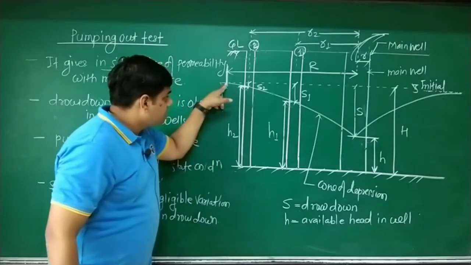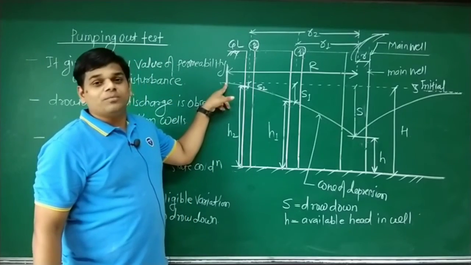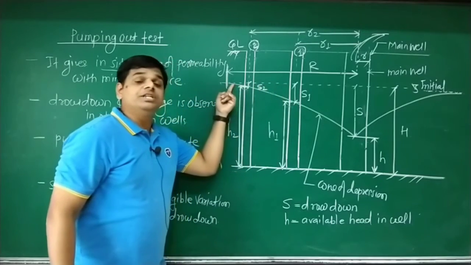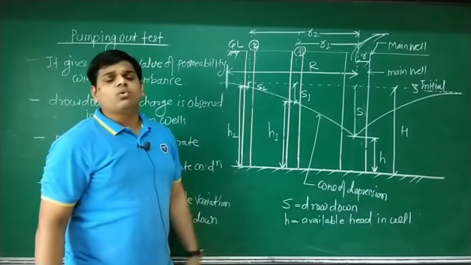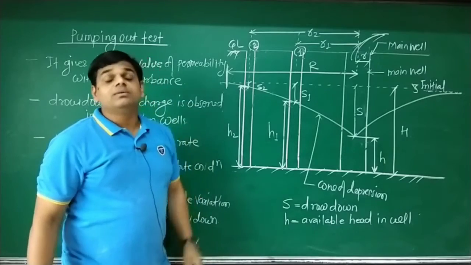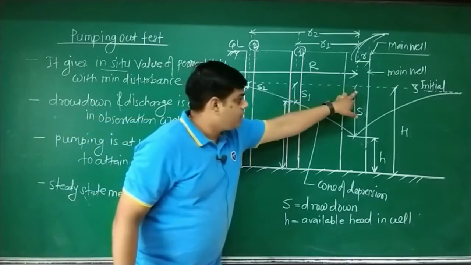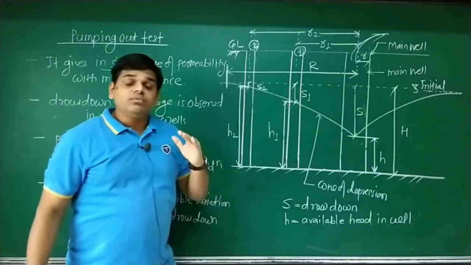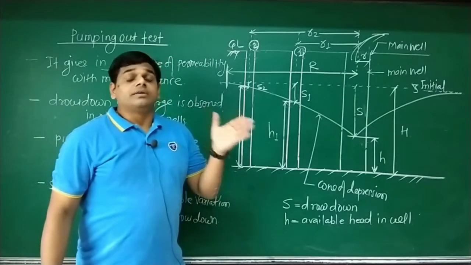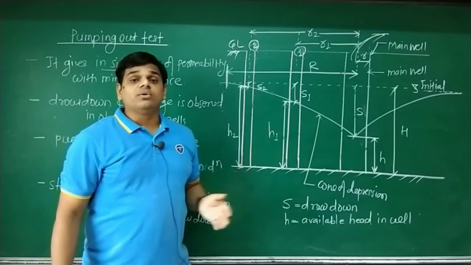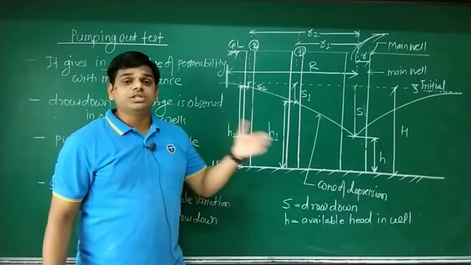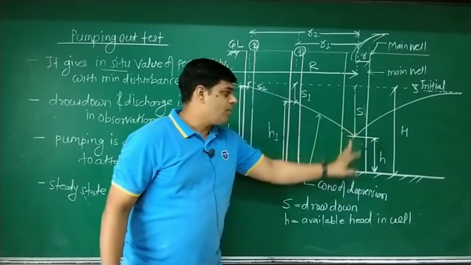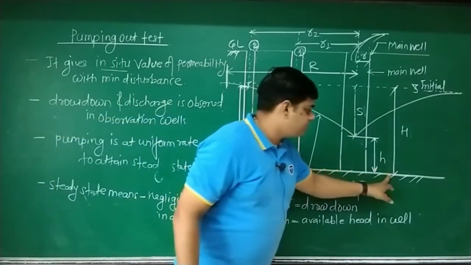This is the point where drawdown is 0, where this falling curve and the straight line of the initial water level exactly coincide. That position from the center of the main well we denote by capital R. This term is known as the radius of zero drawdown, or the distance of the position of zero drawdown from the center of the main well. What is capital H?